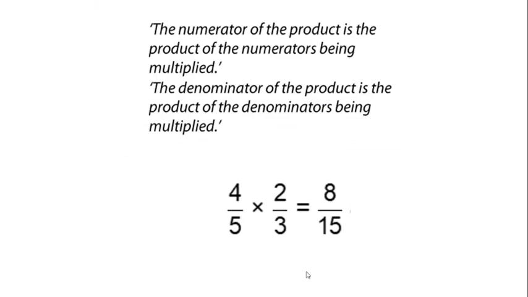Okay, so I wonder if you spotted the rule. When you multiply fractions, you actually multiply the numerators together to get the final numerator. So you do 4 times 2 equals 8, and you do 5 times 3 equals 15. So you multiply the numerators and you multiply the denominators.